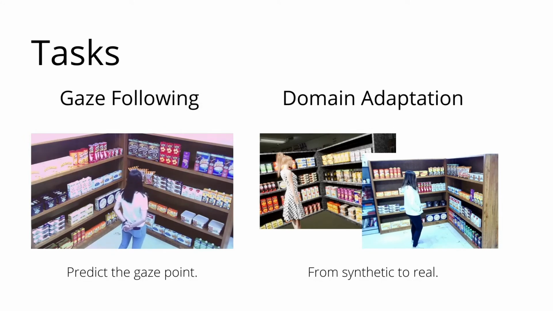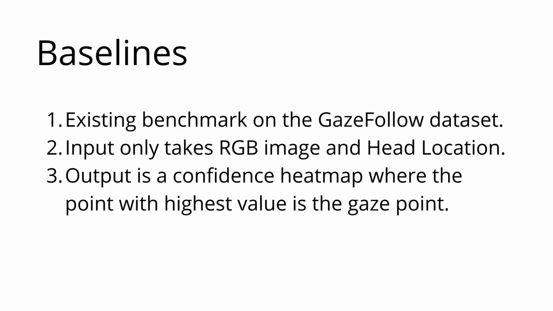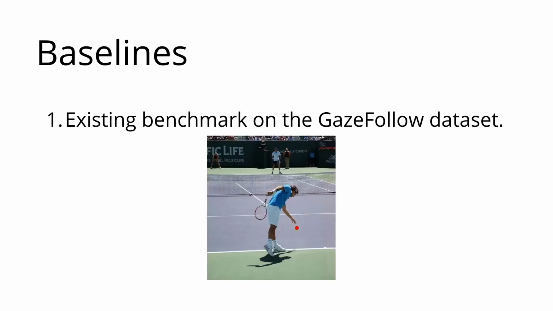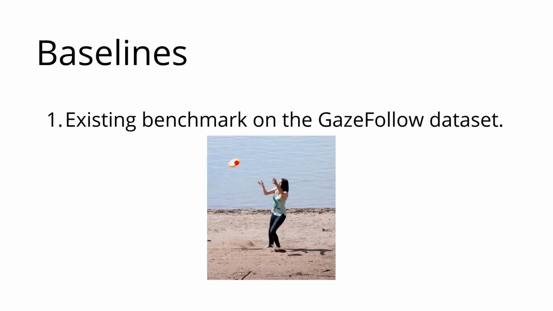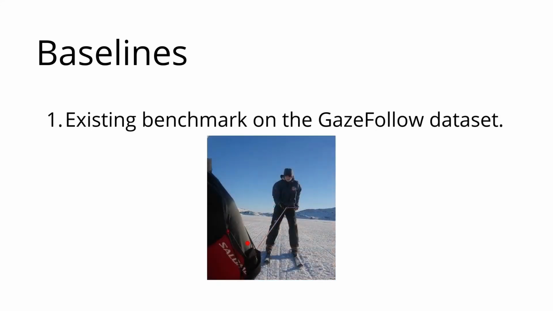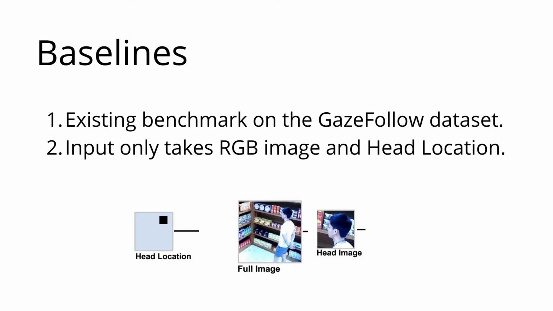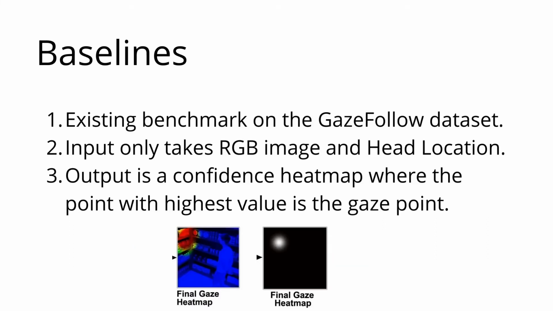To provide baselines on the GOO dataset, we carefully select gaze estimation methods based on the following criteria. First, methods should have an existing performance benchmark on the gaze follow dataset. We use this benchmark to guarantee the correctness of our implementation before evaluating on GOO. Second, the input to the network architecture should only include the full RGB image along with the head location. This criteria rules out methods that use video, preceding frames, or 3D annotations as supporting data. Lastly, output of baselines include a final gaze heat map where the point with the highest confidence value is the gaze point.